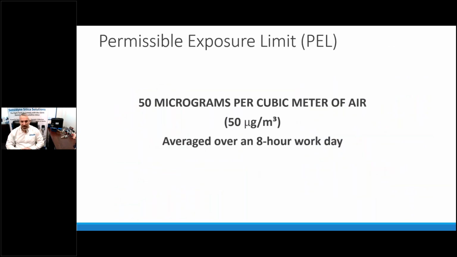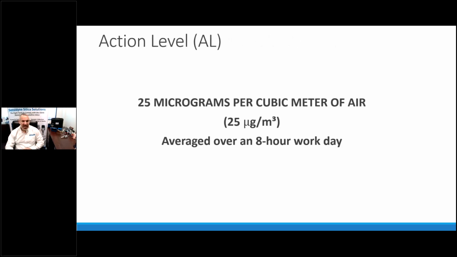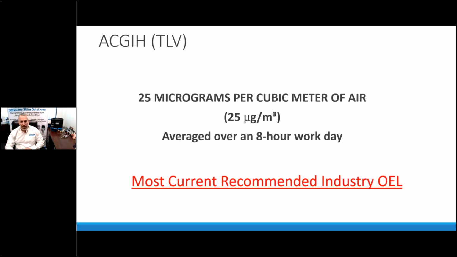So as I mentioned, in the US, our PEL is 50 micrograms per cubic meter, based on an 8-hour time-weighted average. Our action level is set at 25, based on an 8-hour time-weighted average. And then the most current recommended industry exposure limit is the ACGIH TLV, which is 25 micrograms per cubic meter over an 8-hour time-weighted average.